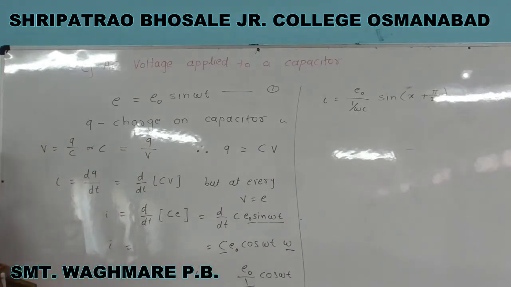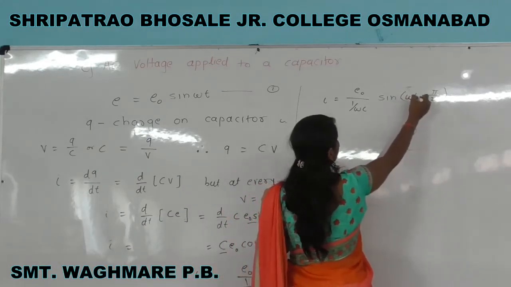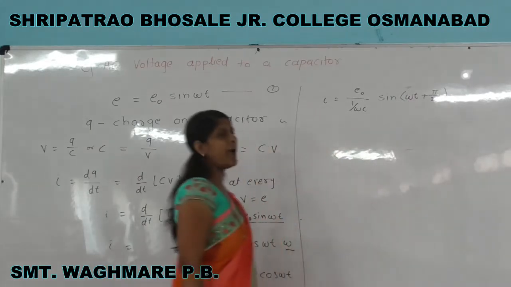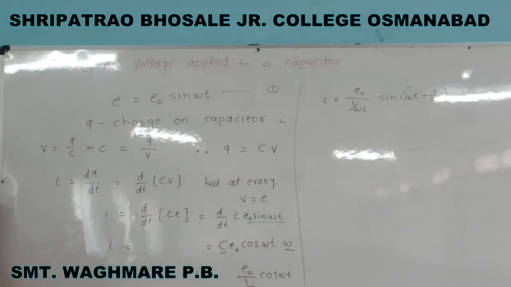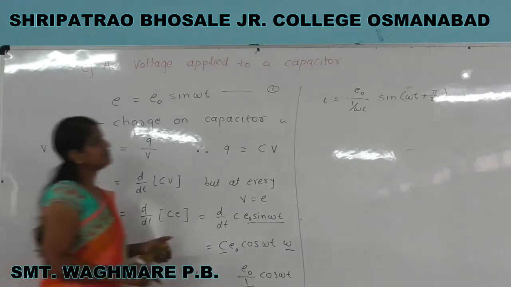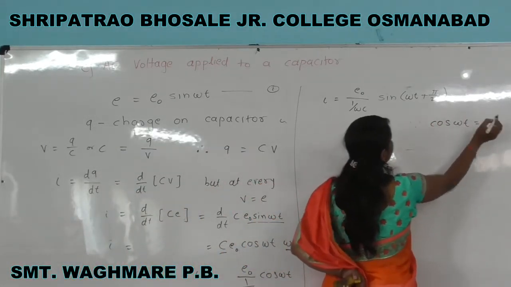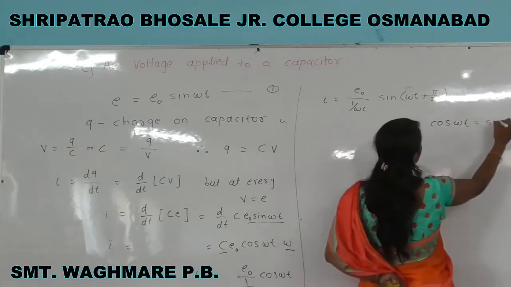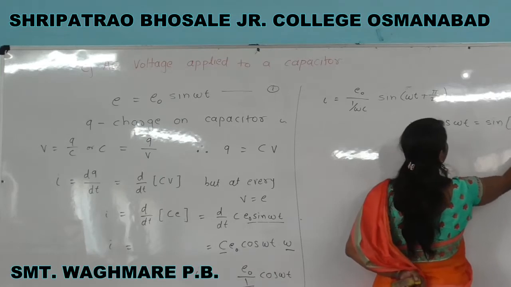Therefore, I is equal to E naught upon 1 upon omega C sin of omega t plus pi by 2. Now we can write here that cos omega t is equal to sine of omega t plus pi by 2.